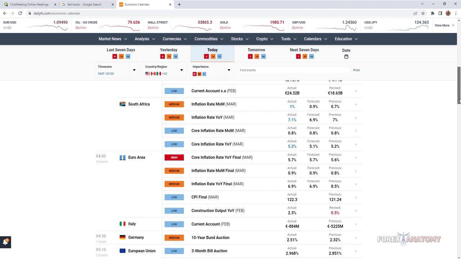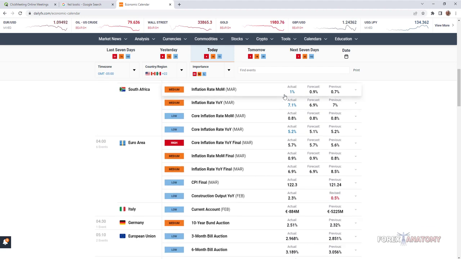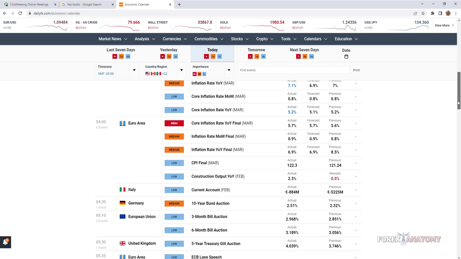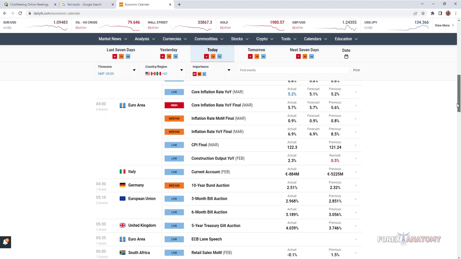But if we go down, we see South African inflation sticky as well. It came in more than what analysts had expected. We don't see the same thing for the Eurozone. It came in line with expectations, which is interesting. So then we see that came in quite well.